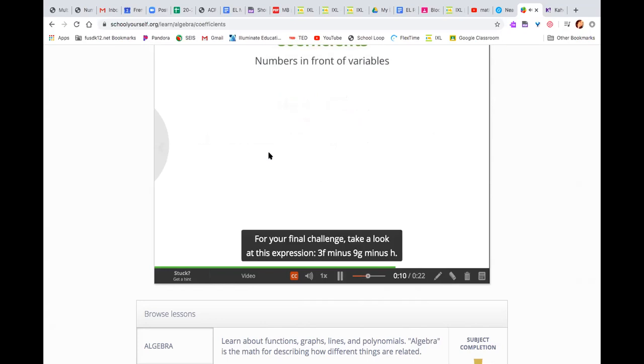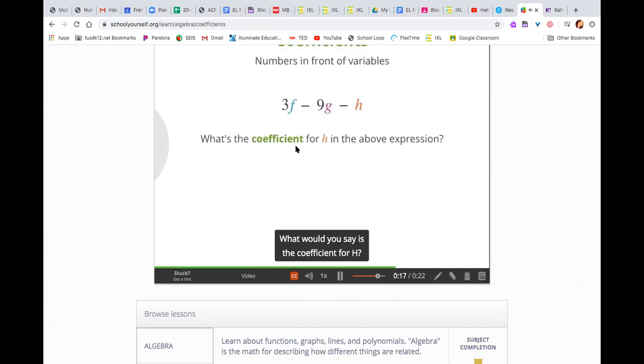For your final challenge, take a look at this expression, 3f minus 9g minus h. What would you say is the coefficient for h? This is tricky, so feel free to ask for a hint if you need it. All right, what number are we going to put here? 1. Okay. Anyone need to read the hint? Sure. Okay. Jolene says 1, and she sounded pretty confident about that. I only heard one person answer.